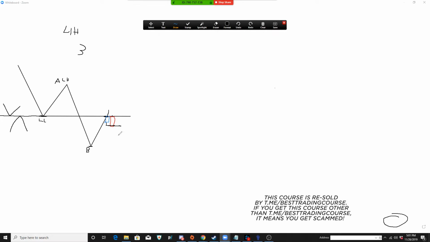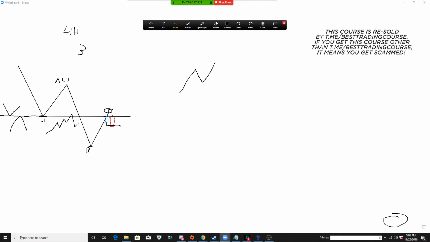So if we break this down to a lower time frame, price was probably doing something like this. It hit this level, probably went above it a little bit, which would be this wick here. Then the next 4-hour candle opens, it came down, and the 4-hour closed down here. So this would be the current candlestick.